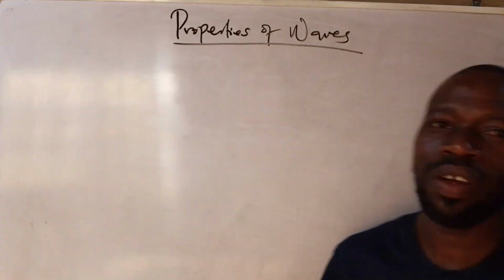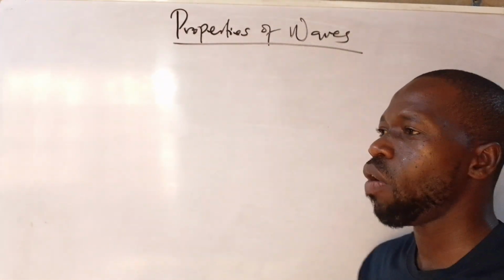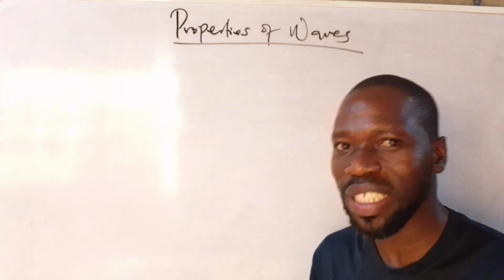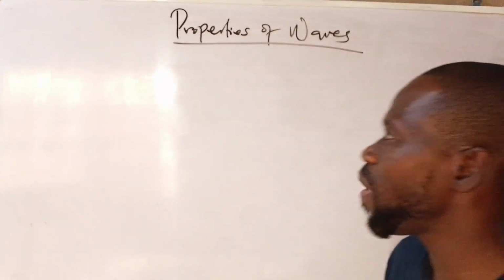Now we have 5 characteristics or properties of a wave, 5 key properties of waves that I don't want you to forget. We're going to look at each of the properties elaborately in another class. But the first property is reflection.